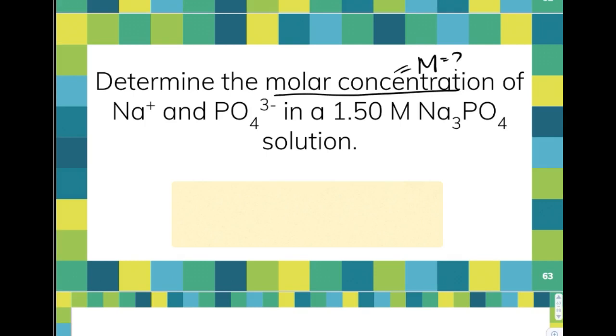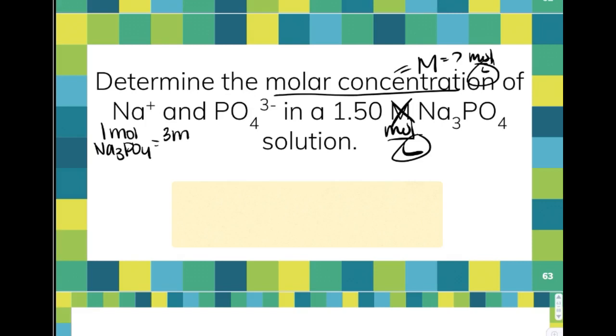So I can write a mole ratio to tell me this. Now remember, this is how many moles per liter. But I am trying to go from one conversion to another, so I want still the moles per liter. So I'm not going to cancel a liter. All I need to do is cancel out moles. And so looking at this, in every 1 mole of sodium phosphate, how many moles of sodium are there?